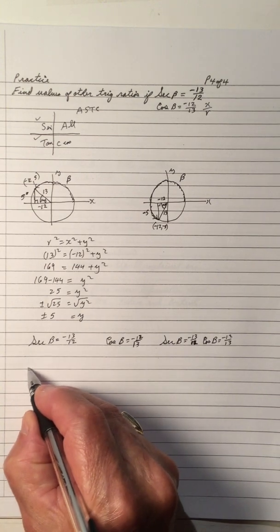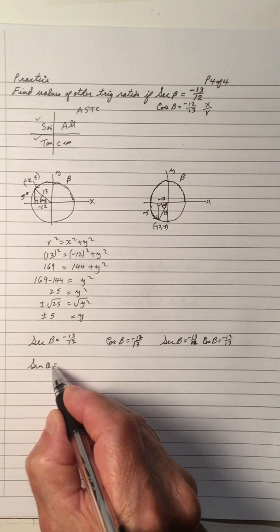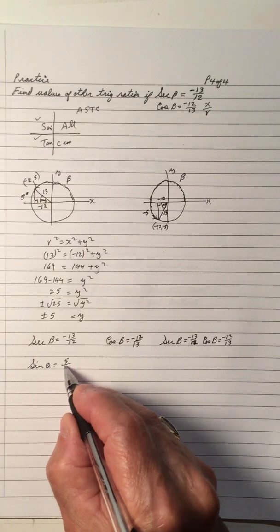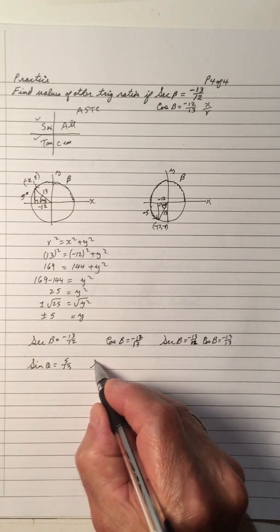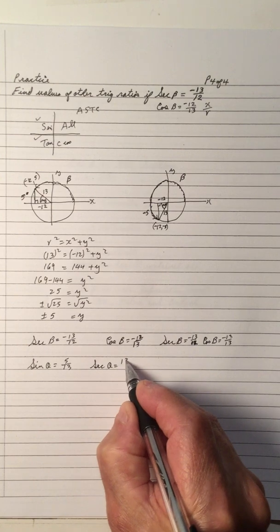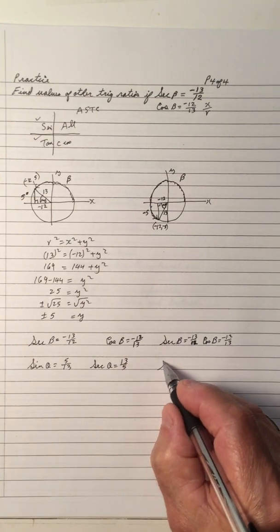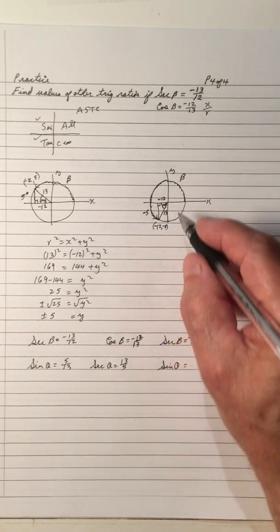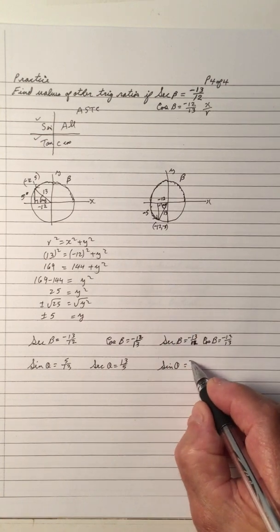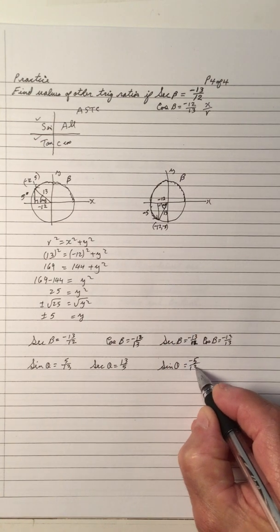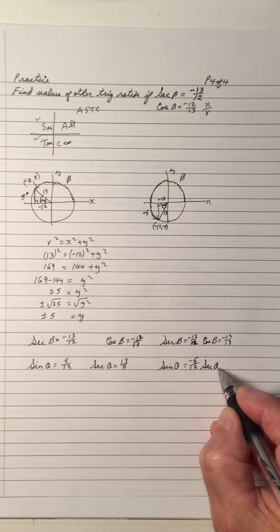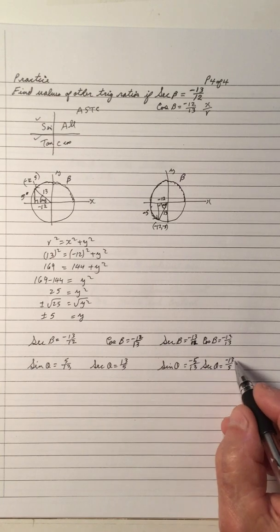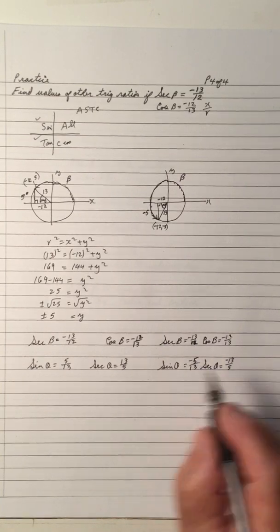So let's do sine. And sine is the y over the r. So the y is 5 over the r is 13. So the reciprocal, cosecant, is 13 over 5. And we do sine for the other diagram in the other quadrant. Sine is the y, which is negative 5, over the r, which is 13. The cosecant is the reciprocal, which is negative 13 over 5. Negative 5 over 13, negative 13 over 5.